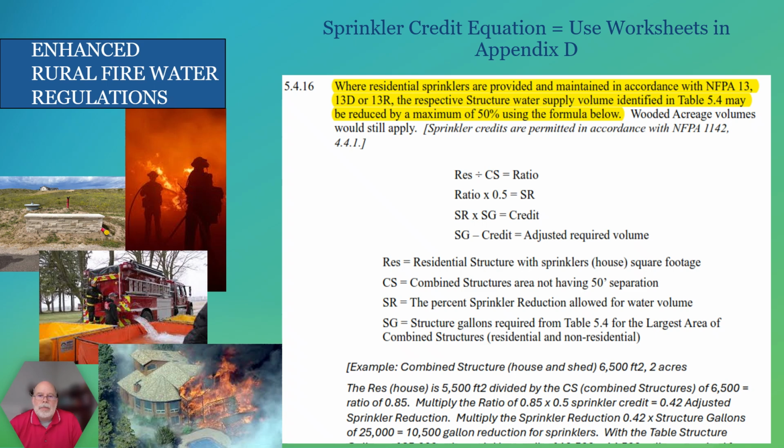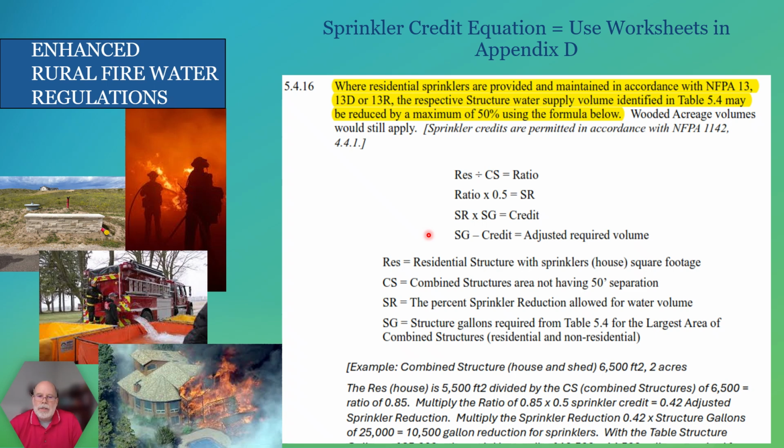Now, for individual properties, we'll take a look at how the sprinkler credit equation works. Some very important concepts to understand in this. Just at first glance, you'll notice that per this section, the water supply volume may be reduced by a maximum of 50% using the formula below. However, you don't have to get bogged down with this formula because the worksheets in Appendix D will walk you through this calculation process.